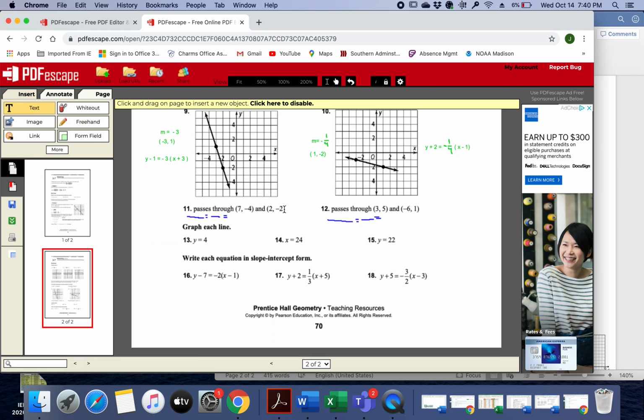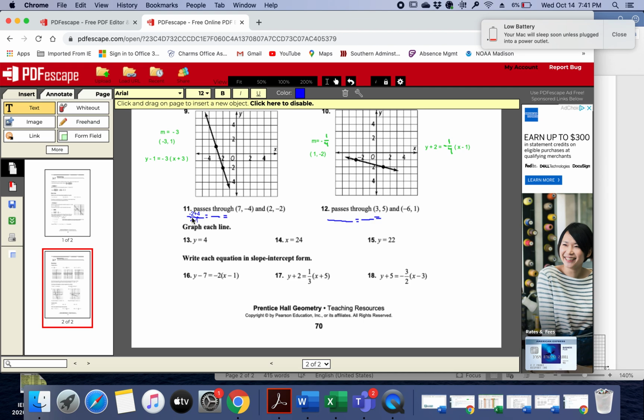Okay, so here we go. We have y2 minus y1. Our y2 value is negative 2 and our y1 value is negative 4. So negative 2 minus negative 4 is the same as negative 2 plus 4. Okay, and then our x values are 2 minus 7. x2 minus x1 is 2 minus 7. And we're simplifying. I'll just go ahead and type it again.